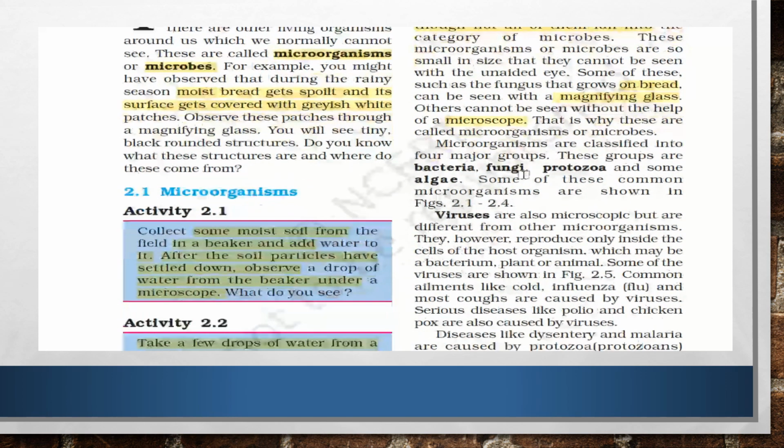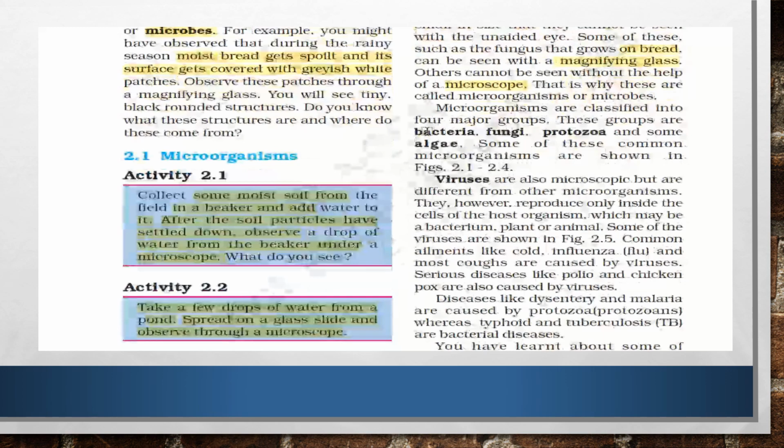Now, how do we classify the microorganisms? They can be classified under 4 major groups. They are bacteria, fungi, protozoa, and algae. So these are the 4 types in the classification of microorganisms.